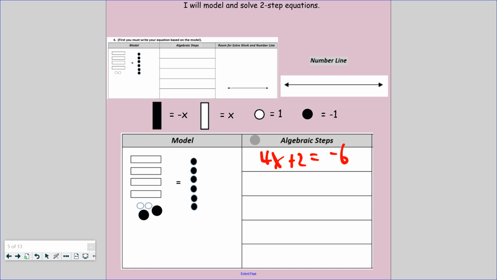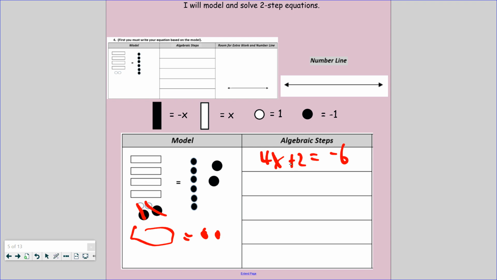Subtract 2. Let me balance it on both sides. This 0 pairs out. So we have 1, 2, 3, 4, 5, 6, 8 negatives. We need to divide it among 4 x's. That means each x will have 2 negatives. Let's do an algebraic step and see if this is correct.